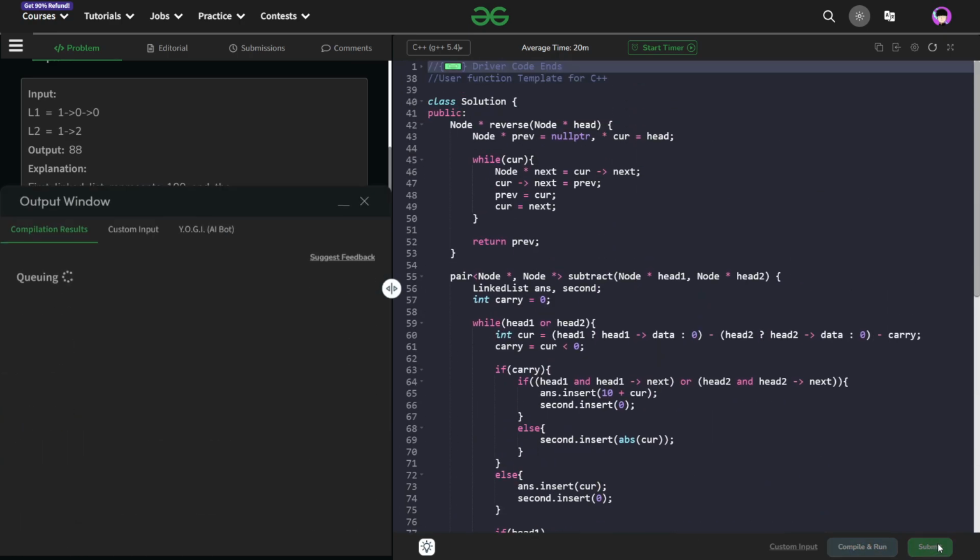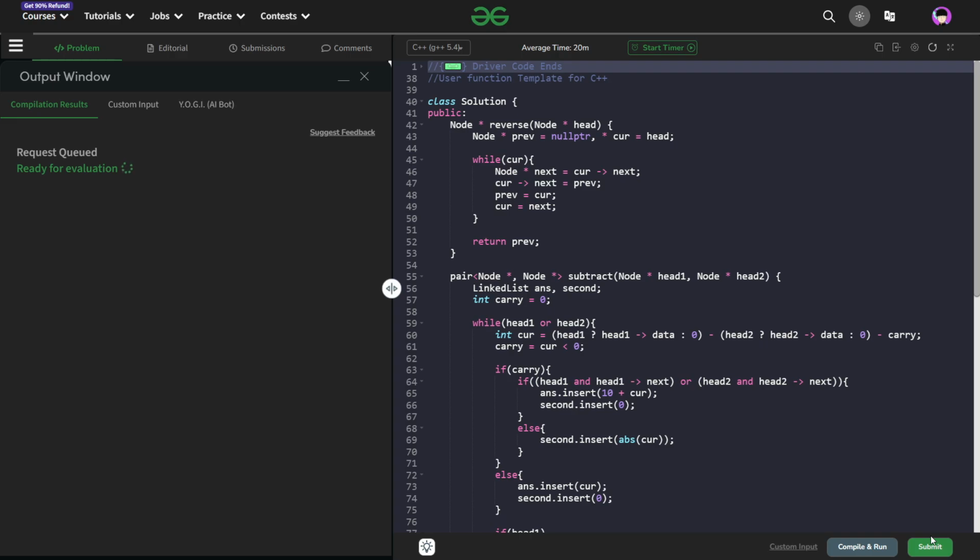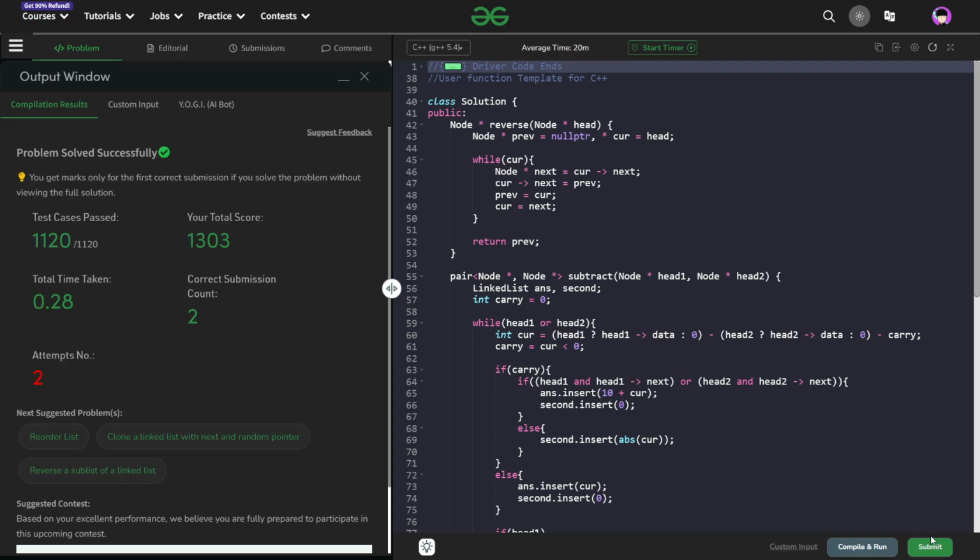Let me quickly submit this to show you that this particular code works and the solution is absolutely correct. So you see, this passes all the test cases and the solution is correct.